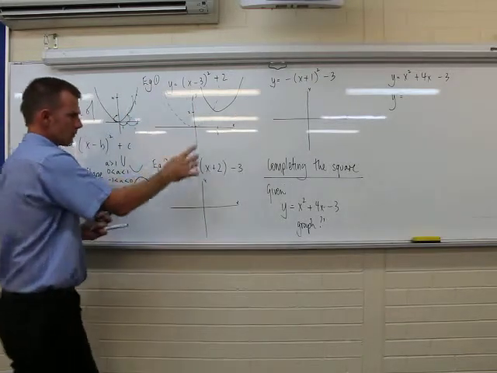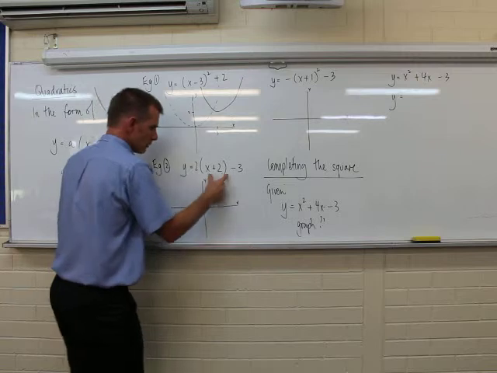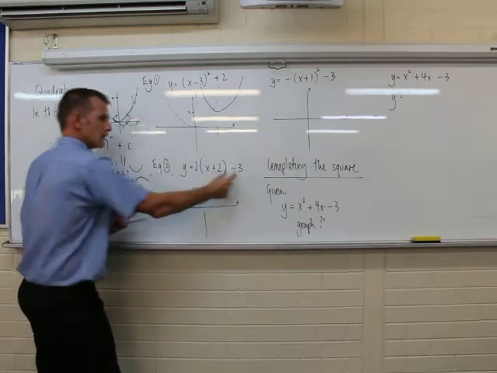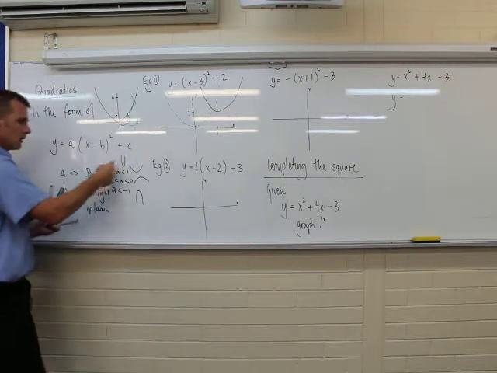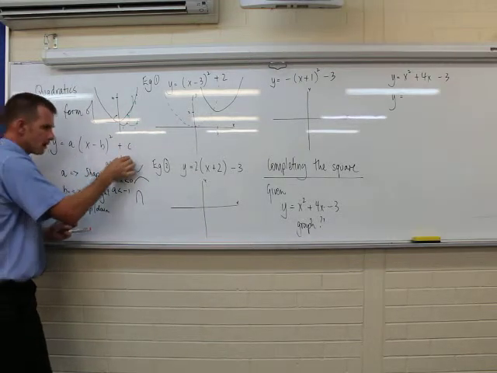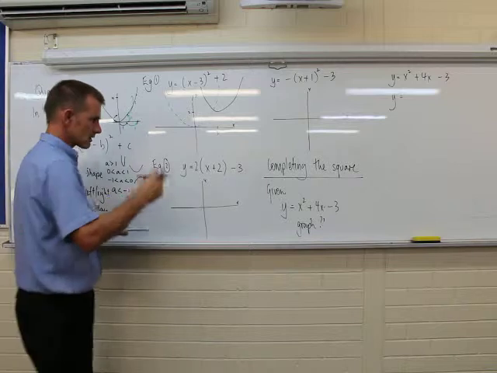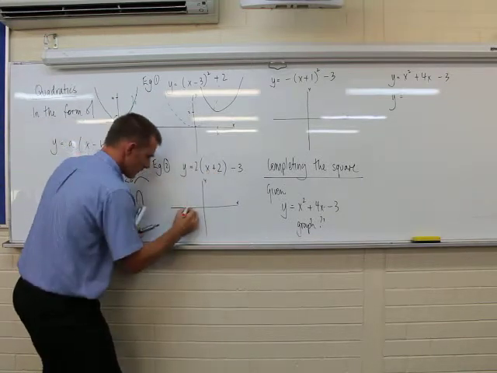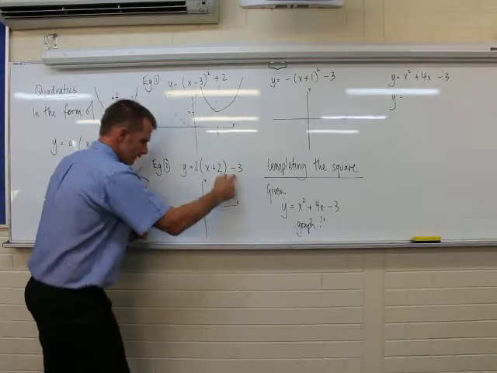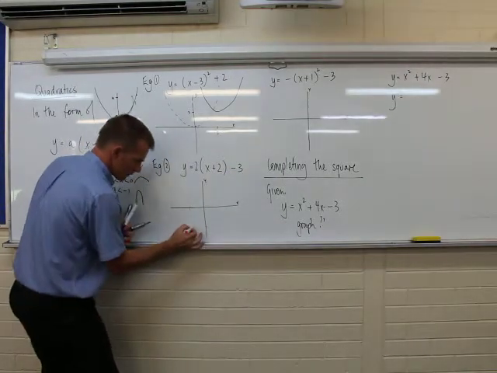This one here, let's do the parts we already know. This here is going to move it 2 to the left. This here is going to move it 3 down. But this here, the shape being greater than 1, is going to make it steeper. So let me just get the turning point sorted here. Let's go. So -2, I'll put that about there. -3, I'll put that about there. So we're here.